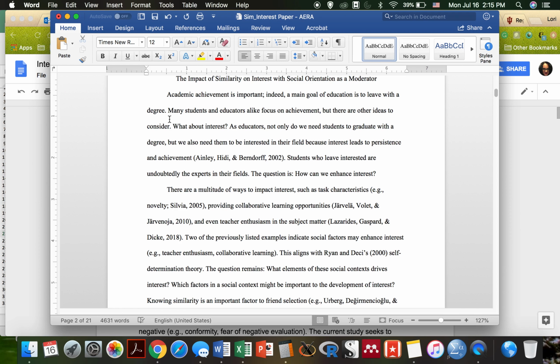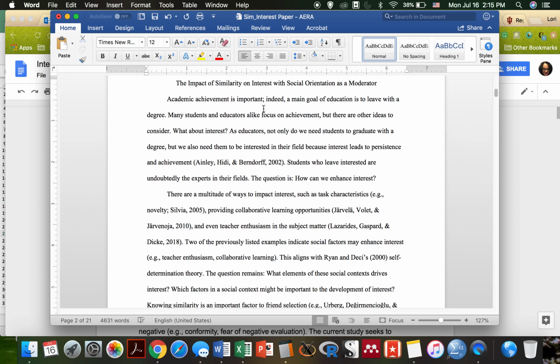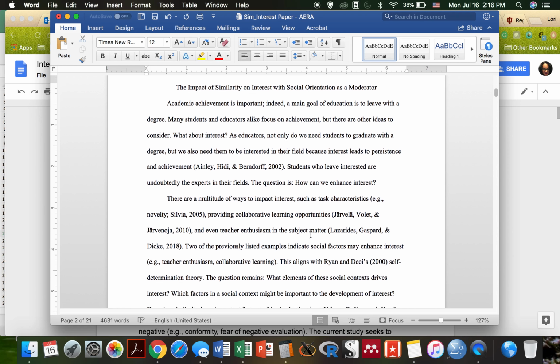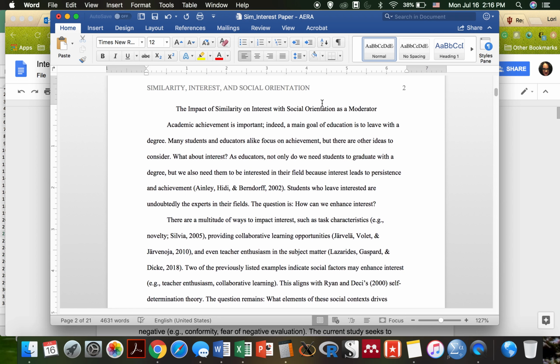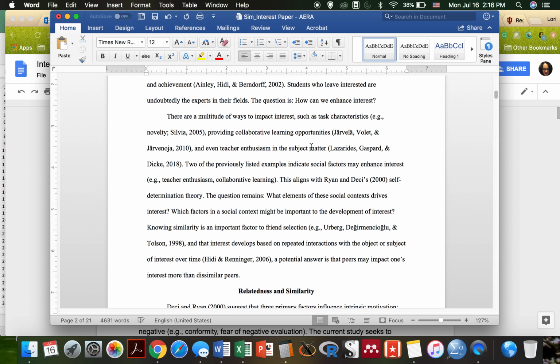Okay, and so here's the first introduction. So here's where I'm starting my actual literature review section. The introduction has to tell the problem. So mine is about the impact of similarity on interest. So academic achievement is important, but there's also a goal to foster interest. Now, how can we do that? It's not immediately talking about similarity and interest. It's just thinking of ways that we can enhance interest, right? So you are basically introducing the problem, introducing something to your readers that makes it interesting at first, okay?